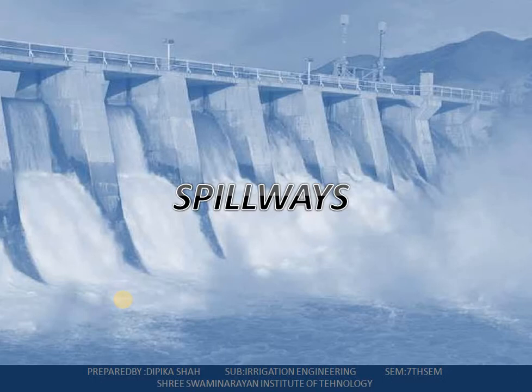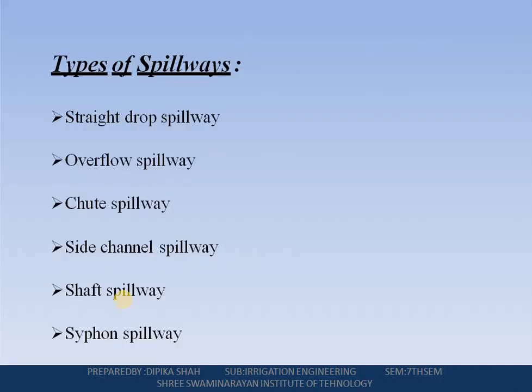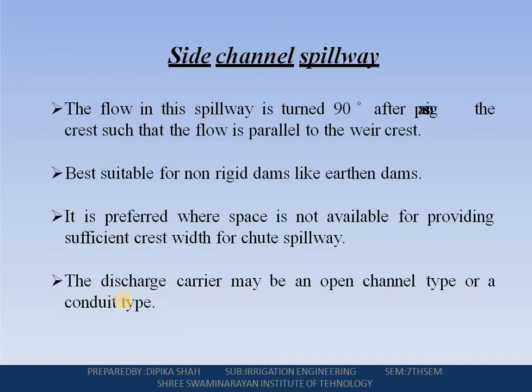In the last lecture, we started a new chapter in which we were studying spillways, and we started the types of spillways. There are many types: first is the straight drop spillway, second is the overflow spillway, third is the chute spillway, fourth is the side channel spillway, another is the shaft spillway, and next is the siphon spillway, right? From these, we have studied three types of spillway. Now today we are going to start the side channel spillway, right?